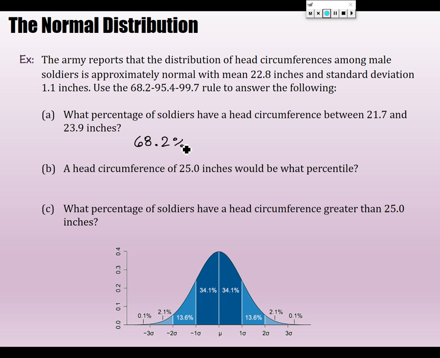Okay, what about B? This is a fair question. I have a head circumference of 25. I would like to be able to say that I'm better than a certain percentage of people. Wouldn't I? I'd like to lord that over them. I don't know, having a big head, is that good? I'd like to have a big head about having a big head.